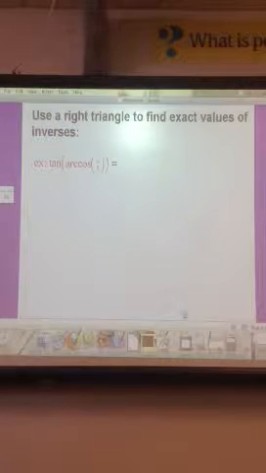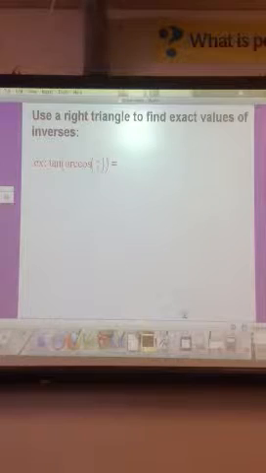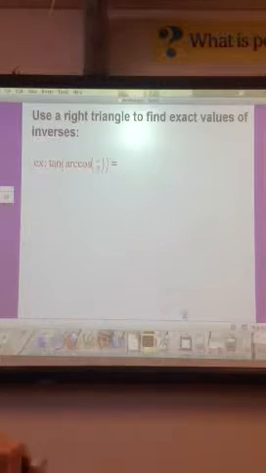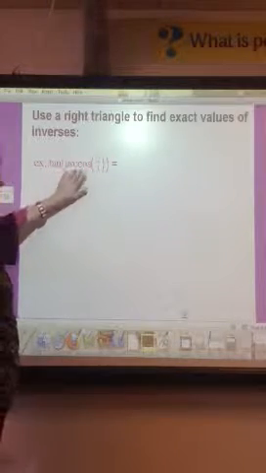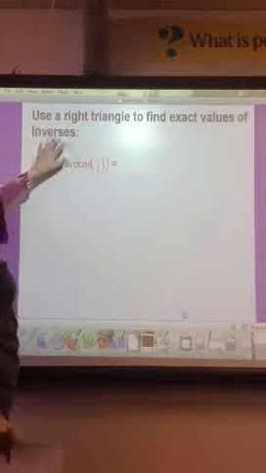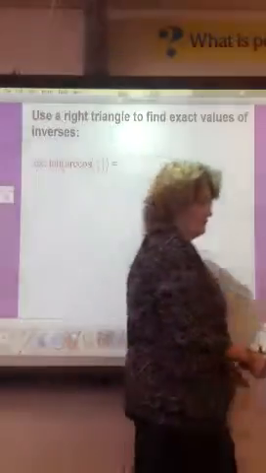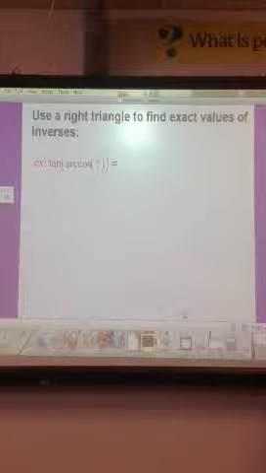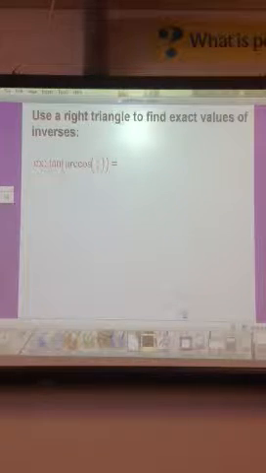Now, other ways we can do this. Those rules we just had only applied because you had sine, sine, cosine, cosine, tangent, tangent. What if you have them crossed over, with a tangent with a cosine or a sine with a tangent? To do those, you have to use what is known as right triangles to find your inverses.